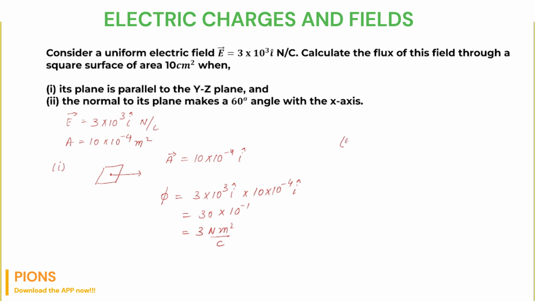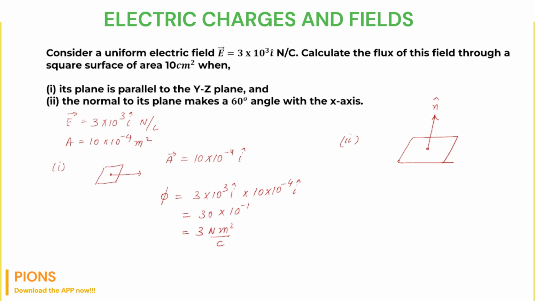Second part, be very careful. It says the normal to its plane. Normal to its plane means, let's assume that this is our normal to its plane, right? N cap is making 60 degree with the x-axis. Okay. That's fine. We are not focusing on that. I'm just finding the direction first. So N cap.